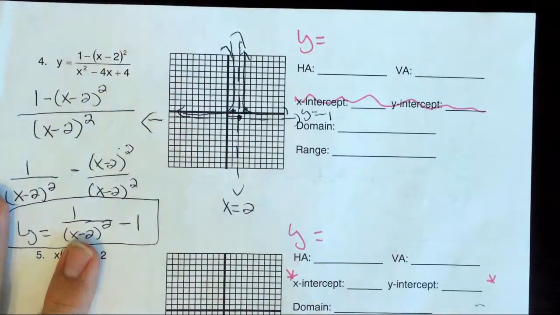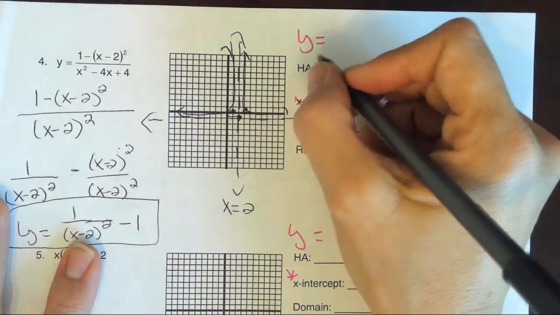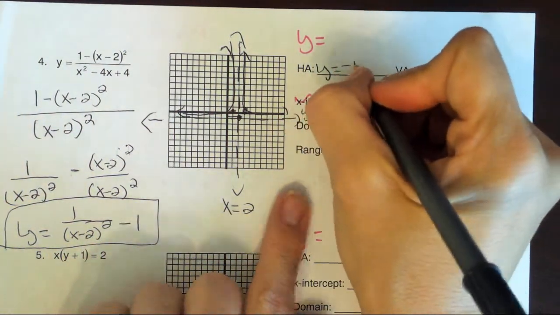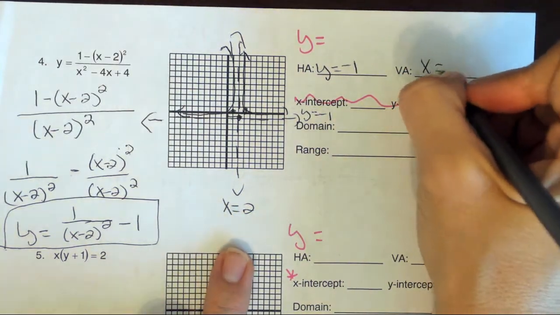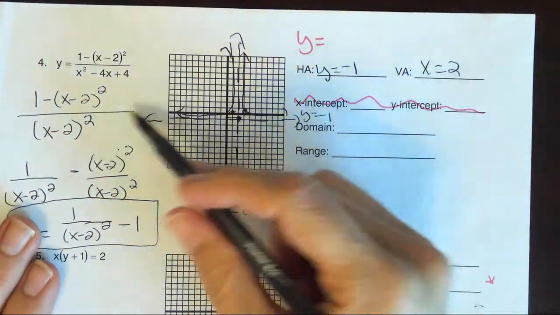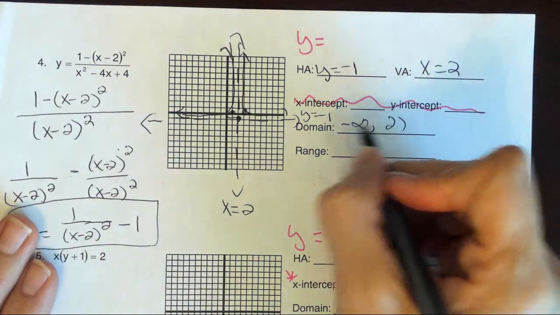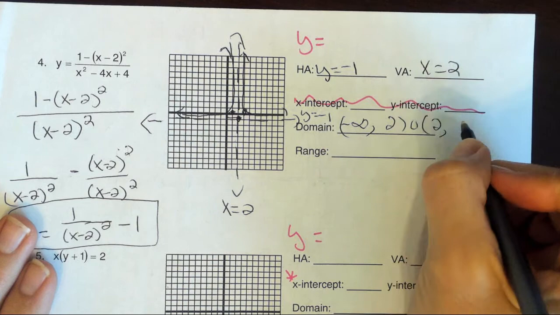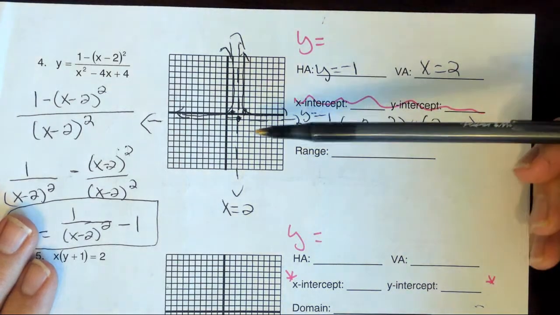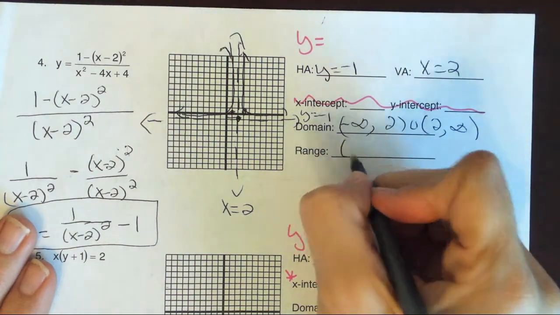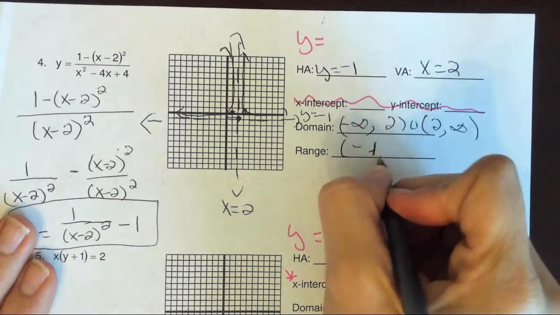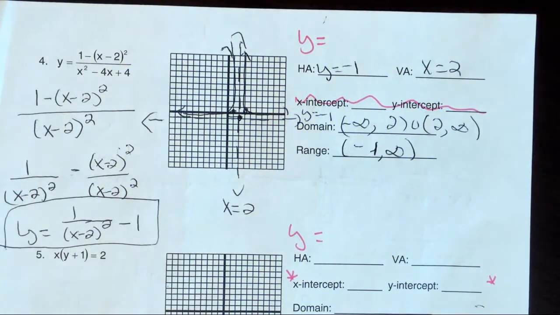So there's my picture. My horizontal asymptote is y equals negative 1. My vertical asymptote is x equals 2. My domain is everything to the left of 2 and everything to the right of 2. My range is everything above negative 1. It's going to go from negative 1 to positive infinity.